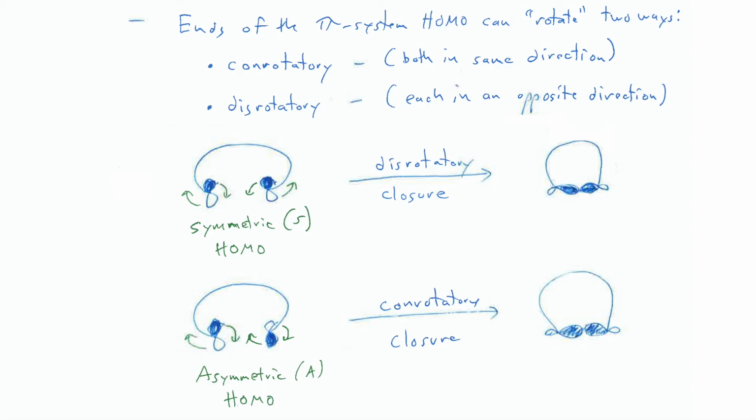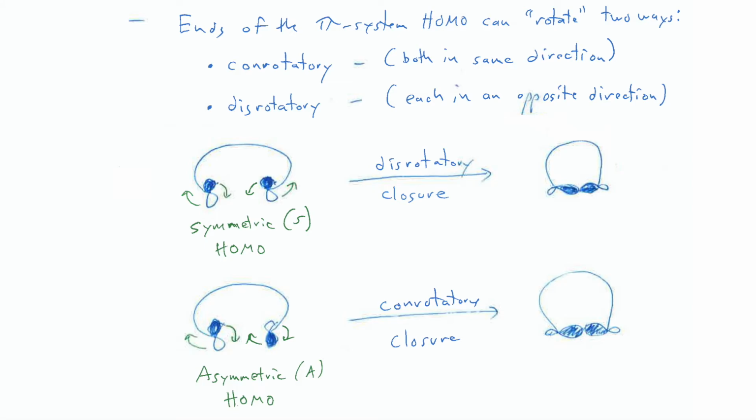Starting with an asymmetric molecular orbital, these two ends would have to rotate in the same direction. If I rotate both of them clockwise, that would bring these blue lobes together, combining the orbitals in phase, and that is a conrotatory closure. Now, as you're going to see, knowing whether the sigma bond formation occurs via a conrotatory or a disrotatory closure is going to allow us to predict the stereochemical outcomes of the reaction.